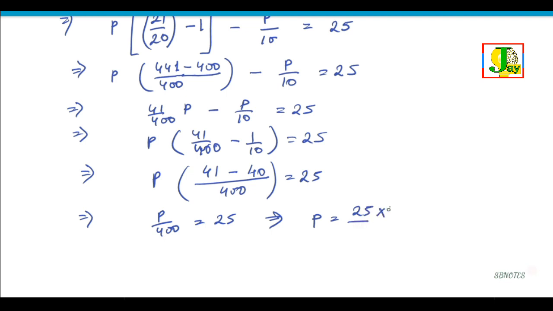P equals 25 into 400. So that's 10,000. Okay, so principal is 10,000 rupees.